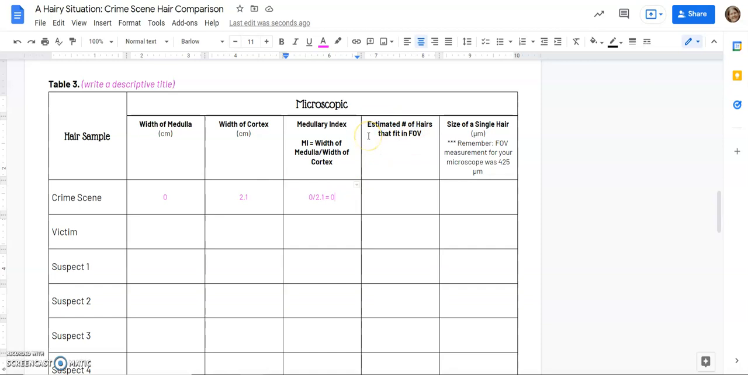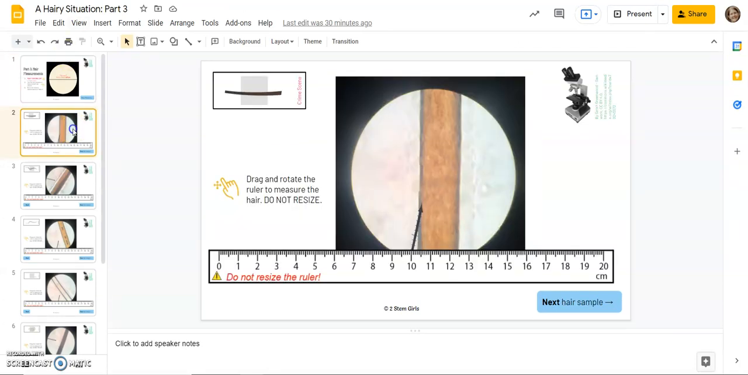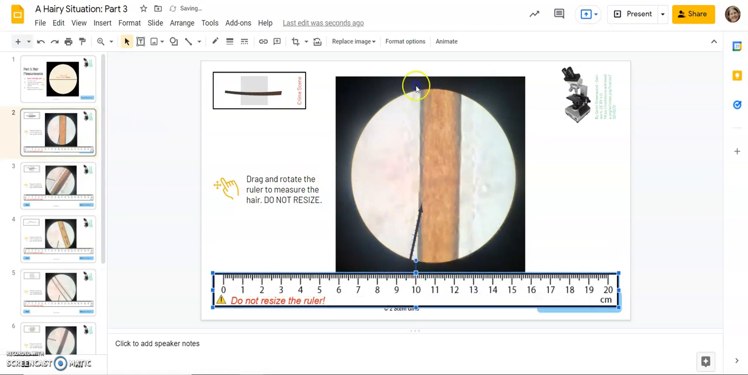The next column wants you to estimate the number of hairs that will fit into the field of view. To do that, you need to go back to your Part 3 slideshow and look at that first hair sample underneath high power on the microscope. Here is the field of view. That round circle is your field of view. Here is the hair. Looking at this hair, we need to estimate how many of these hairs would fit across this field of view.